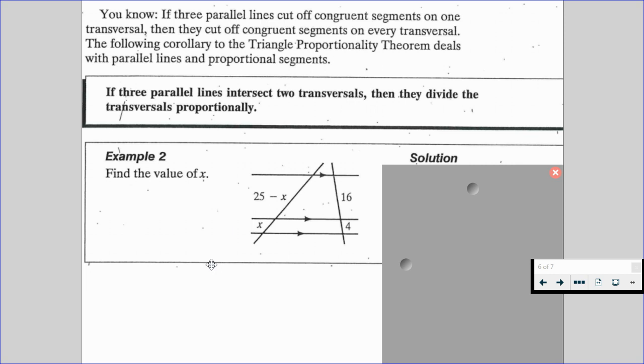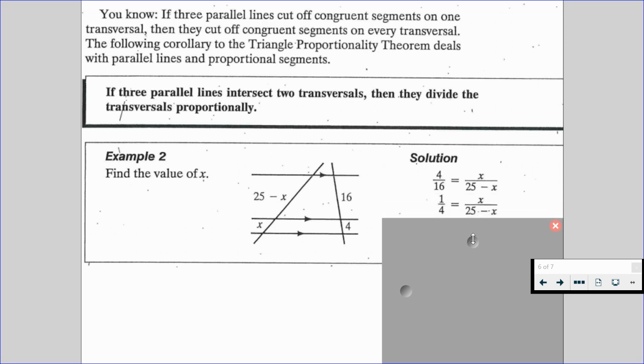We're asked to find the value of x. Well, we have three parallel lines. We have two transversals. So using this, we're going to be able to find the value of x. Again, there are going to be many different ways to go about creating these proportions, but one of them is done here for you. 4 divided by 16, so a small segment on the right divided by a larger segment on the right, is equal to x over 25 minus x, which again is a corresponding smaller side on the left, and then the larger side, 25 minus x, on the left as well.